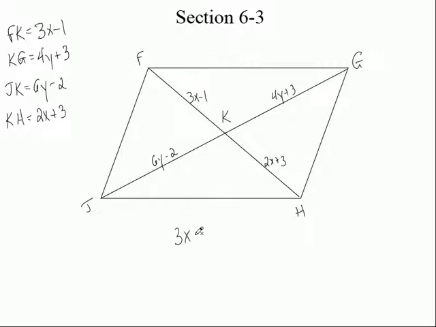So let's set them equal to each other. 3x minus 1 must equal 2x plus 3 in order to make this thing into a parallelogram. So let's do the math real quick. Subtract 2x from both sides, that's an x. Add a 1 to both sides, that's a 4. And there you go. So x is equal to 4.